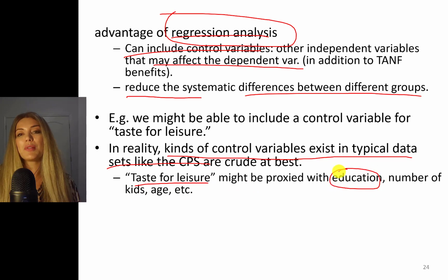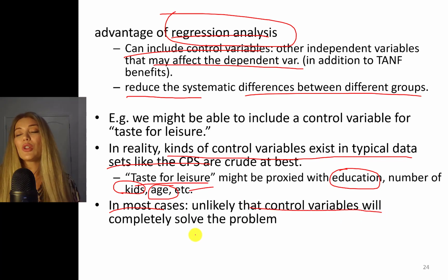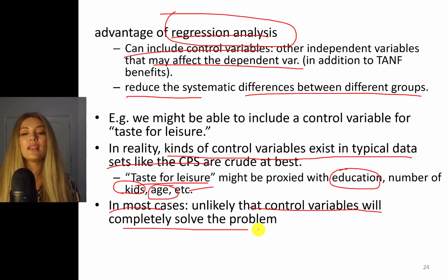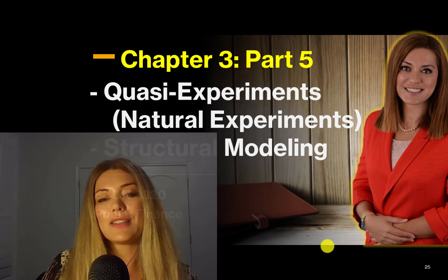Highly educated people are more likely to participate in the market. I want to work, so I better get a high education. Number of kids in the household: I want to get an education and a good career, and I'm not going to go ahead and have more children than I can support. Age also could be an indicator for taste for leisure. In most cases, we cannot fully control for all the variables in a way that will completely solve the problem. It's difficult to get rid of this bias totally.